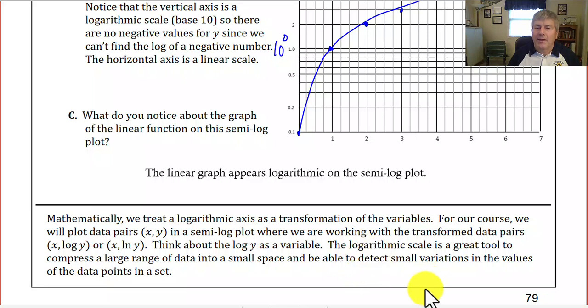The logarithmic scale is a great tool to compress a large range of data into a small space and be able to detect small variations in the values of the data points in the set.